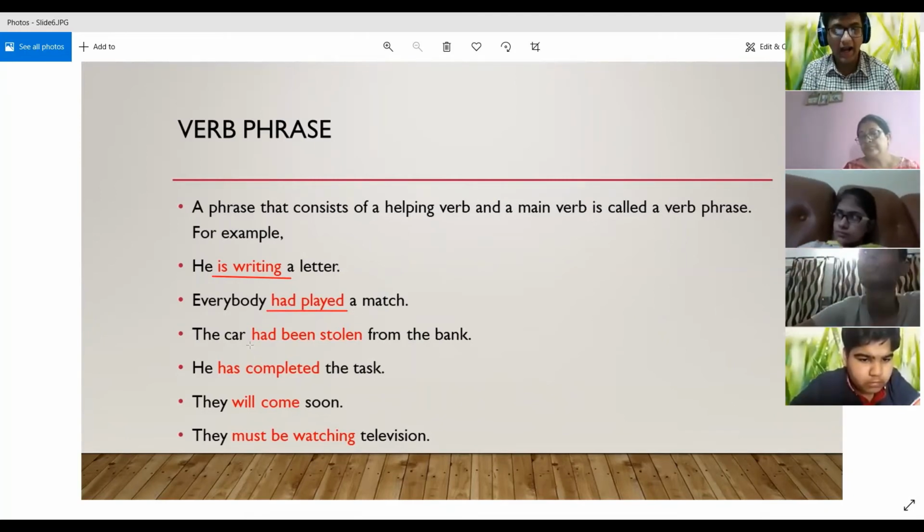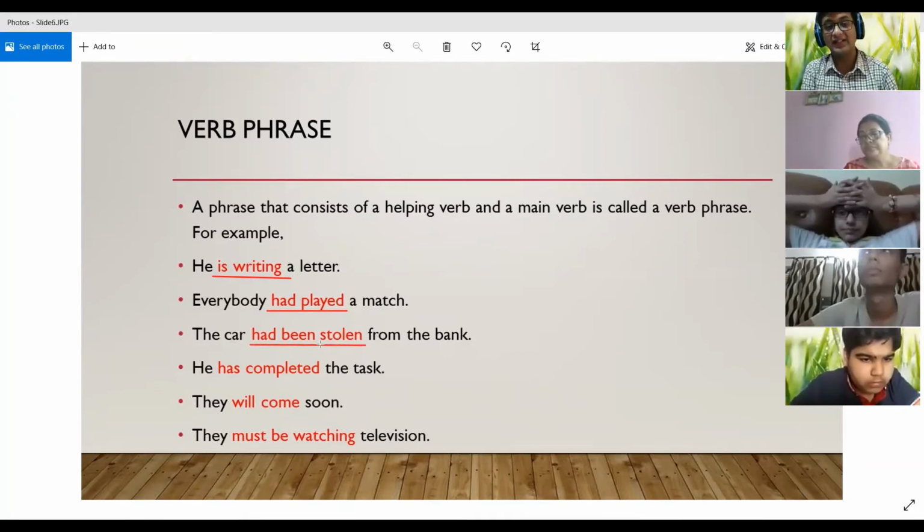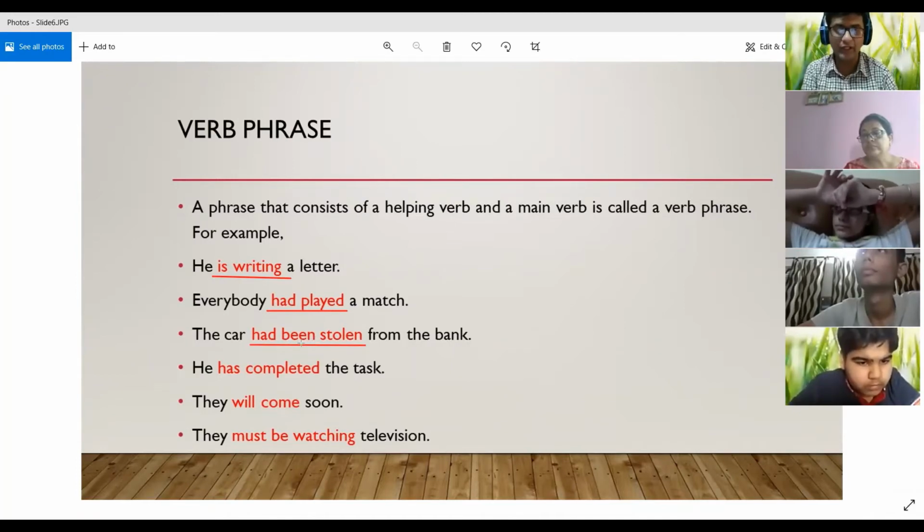The car had been stolen. So now it is in the past perfect again, and the sentence is in passive voice because had been has been used. So the usage of the word been is showing that the sentence is in passive voice. So had been stolen over here will become the verb phrase.